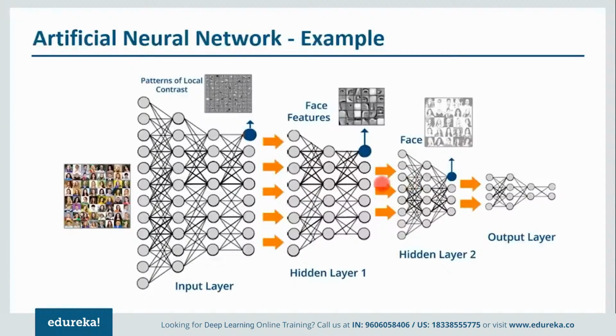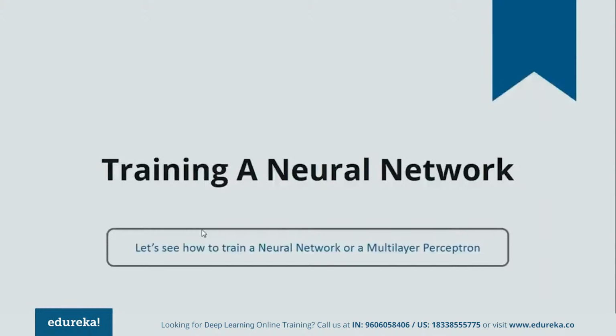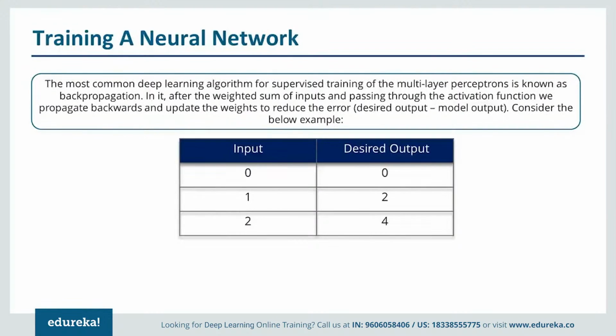So this is basically how an artificial neural network works. And there's a lot of training and learning involved that I'll show you now. Training a neural network: how do we actually train our neural network? The most common algorithm for training a network is called backpropagation.